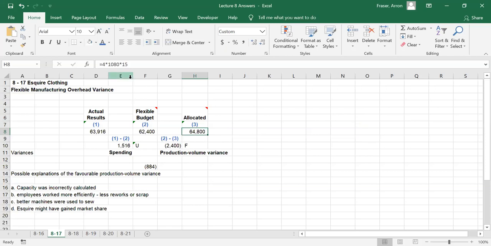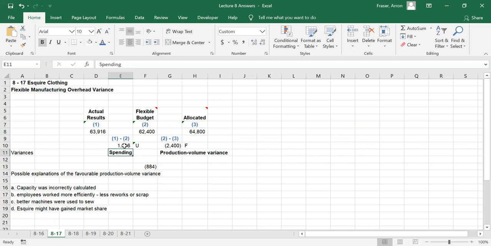So when we go to the allocation rate now, you would have actually made 1,080 suits. So you'll take 1,080 suits times the hours that you'll expect to make one suit, so that's 4 hours, times now the allocation rate of $15. And that will be the allocation cost that you will recognize.